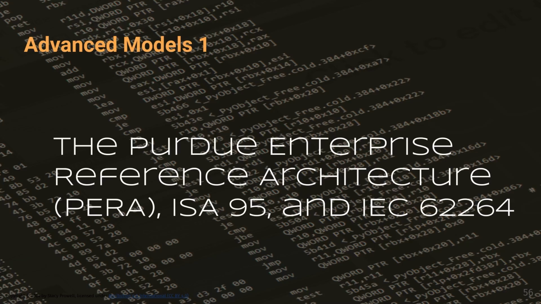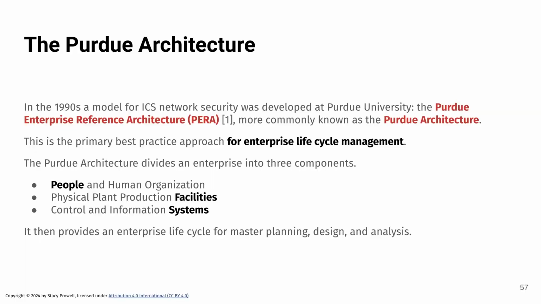And that takes us to the Purdue Enterprise Reference Architecture. In the 90s, it was a model for ICS networking, and the slide says security. I apologize. It wasn't really for security. It was really for lifecycle management. What do I mean by lifecycle management?